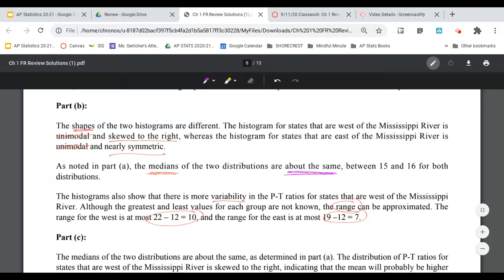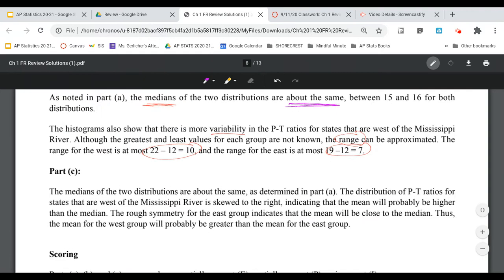Okay, so for part C, I'm running out of time. They talked about the distribution for the West being skewed to the right, which means there are outliers. There is a tail on the right that is pulling the mean up. So even though they have basically the same median, the mean on the West one is getting pulled up. So you can estimate that the mean on the West would be higher for that reason.